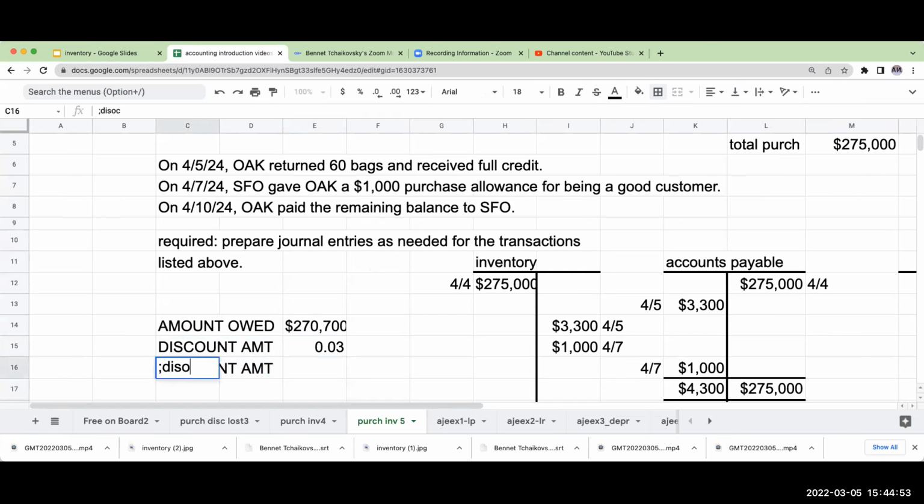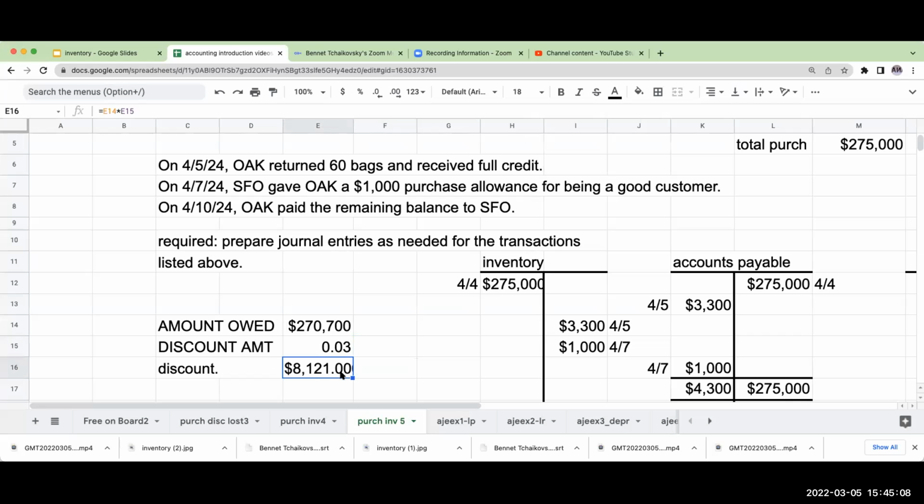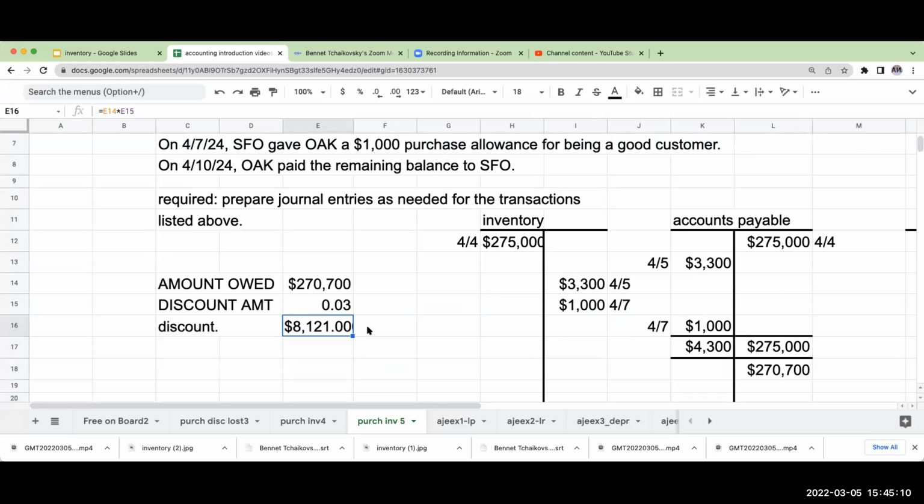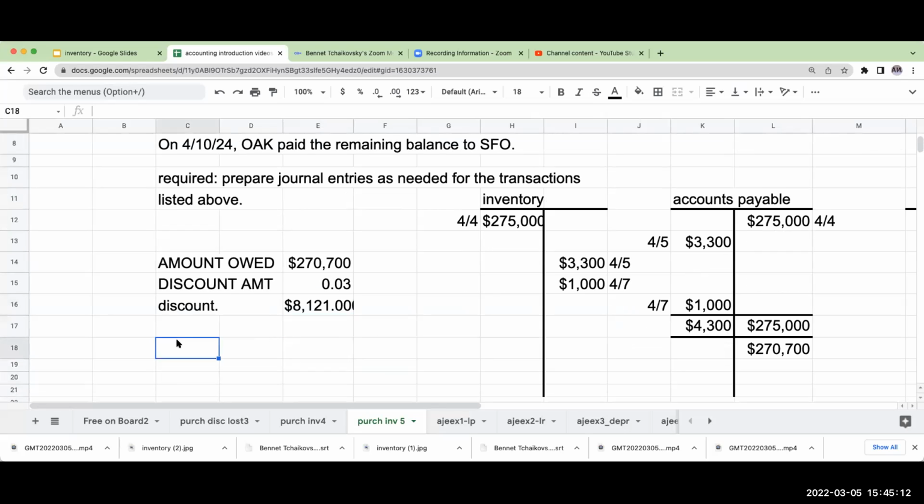My discount amount is going to be right over here at 8,121. Okay, we see some hidden numbers back there. So this is my discount amount.